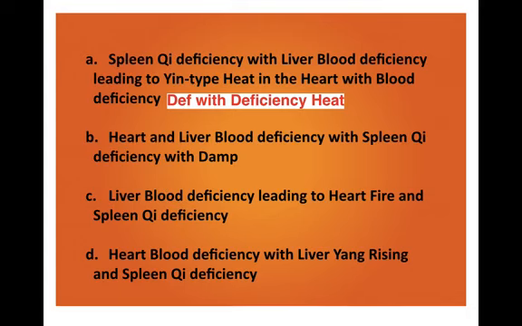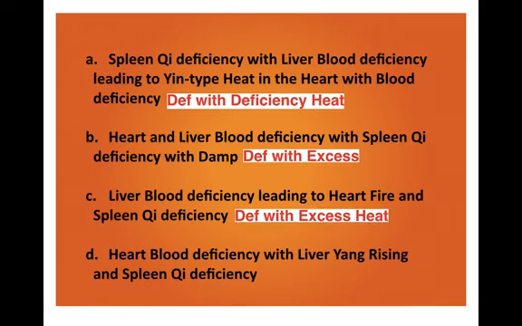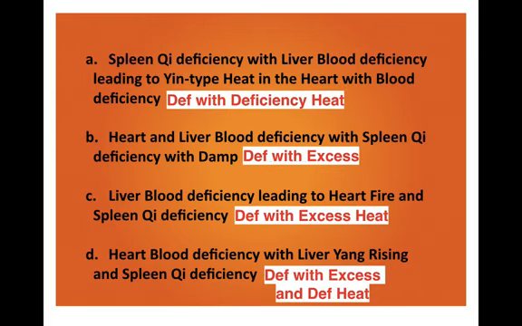The next case we have is heart and liver blood deficiency with spleen qi deficiency. So far, all deficiency with damp. So we're going to categorize this as deficiency with excess. Next, we have liver blood deficiency leading to heart fire and spleen qi deficiency. Again, we have deficiency with the liver blood and the spleen qi, and we have excess heat with the heart fire. Then we have the heart blood deficiency with liver yang rising and spleen qi deficiency. So that's again excess and deficiency with deficiency heat.